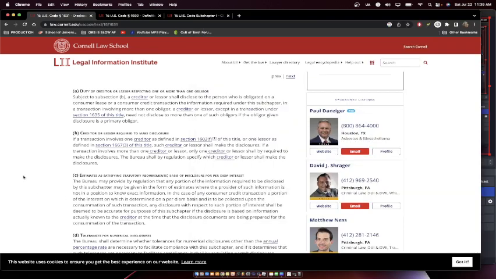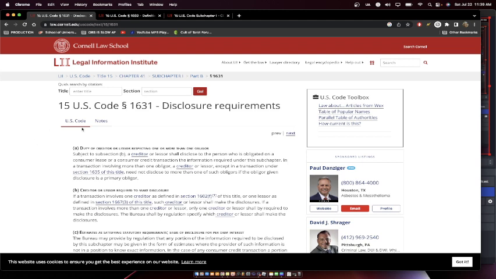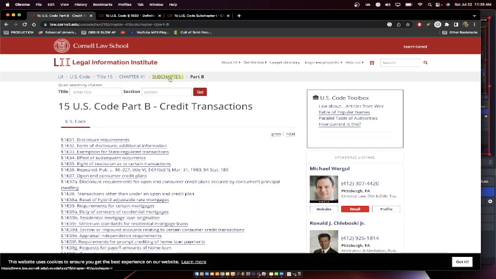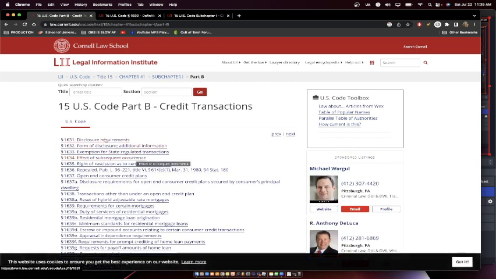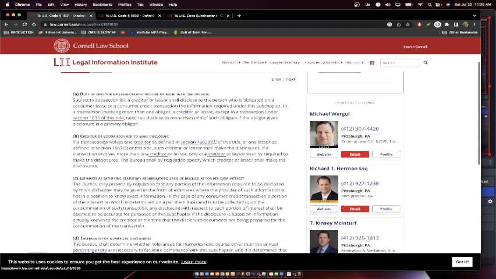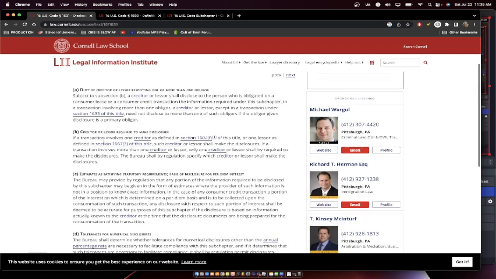Great. So we are at 15 U.S. Code 1631, and that's just Part B of Subchapter 1. Part A we did 1601 to 1616. Now we're at 1631, disclosure requirements. So that's 15 U.S. Code 1631, disclosure requirements. Okay.